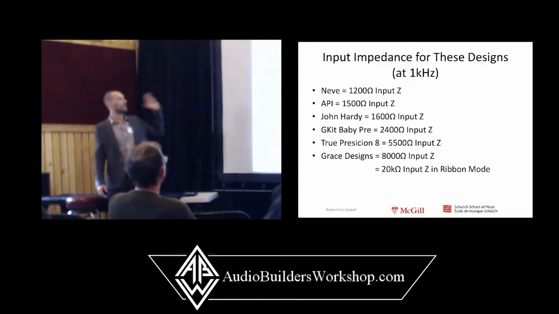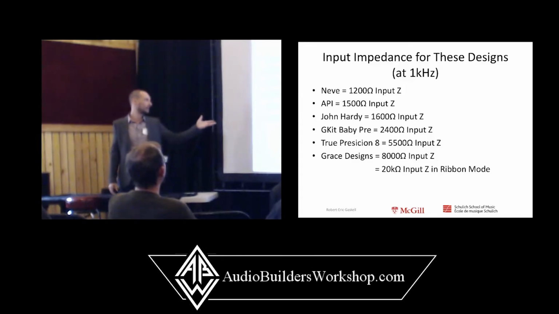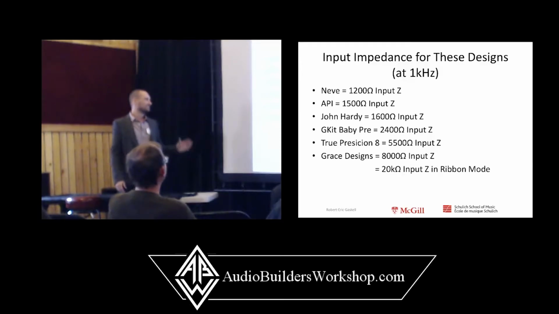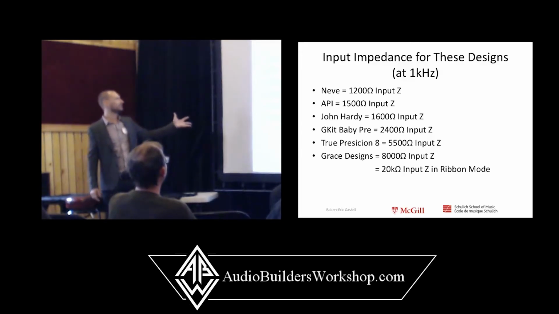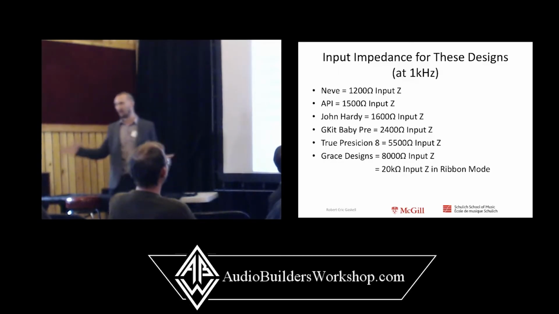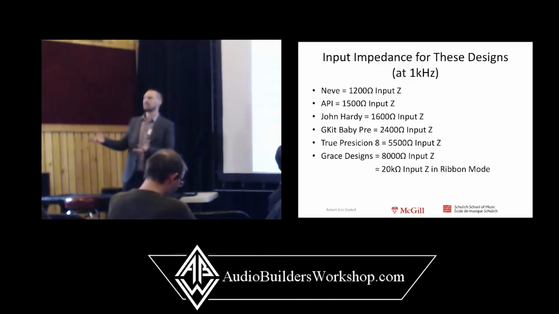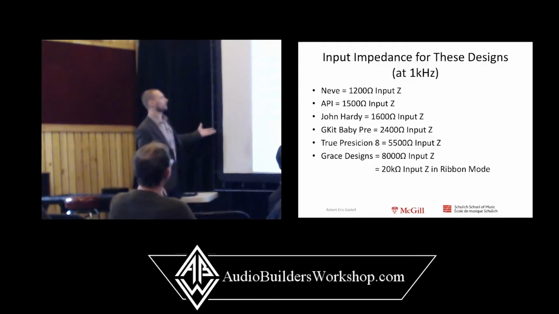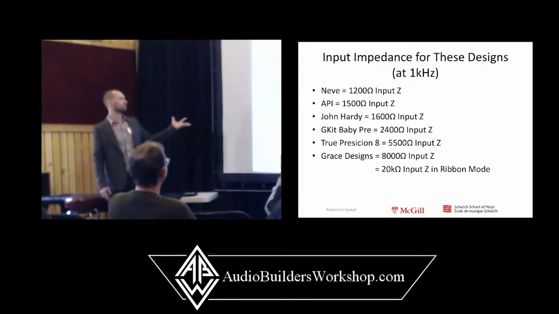Okay, so of the microphone preamplifiers I've shown, we have a few different input impedances. The Neve 1.2K input impedance, API 1.5K. Sorry, did I say 12K? 1.2K. John Hardy 1.6K. So all of these, I don't want to call them vintage, but sort of older style mic pres, have less than 2K input impedance. I know George's mic pre is down there as well.